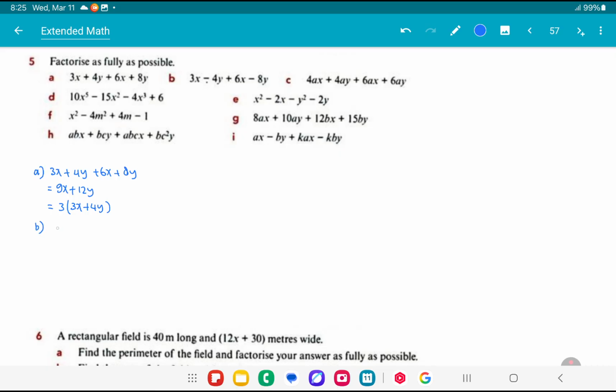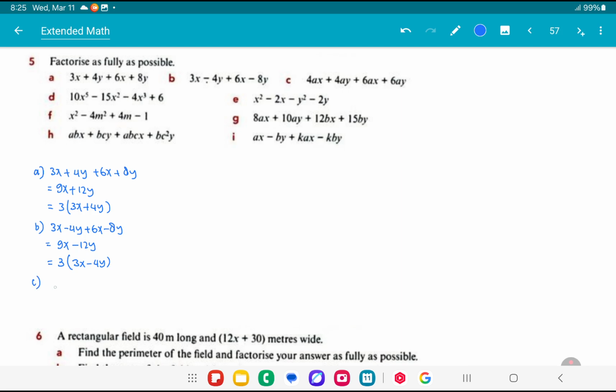For question B, 3x minus 4y plus 6x minus 8y. With the same method, 3 plus 6 equals 9x, minus 4y minus 8y equals minus 12y. We divide both by 3, so the result is 3(3x minus 4y).